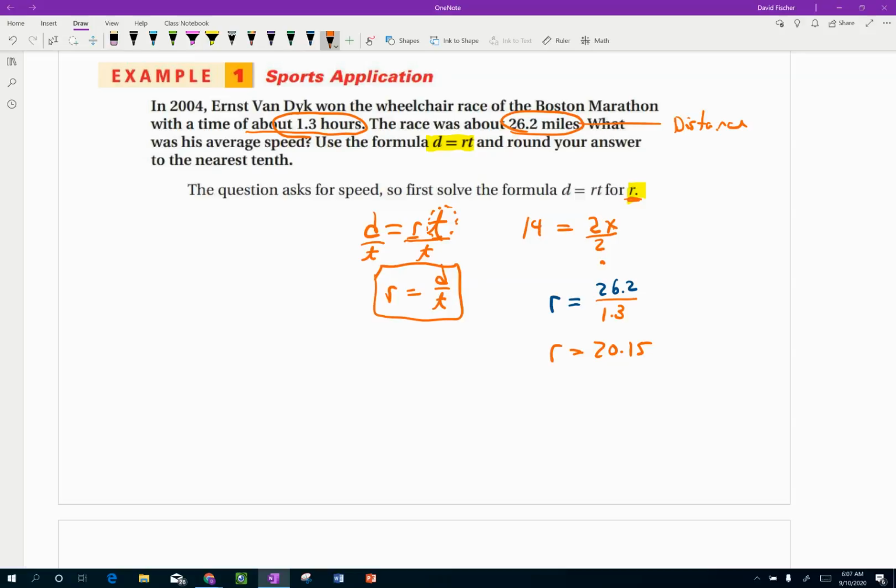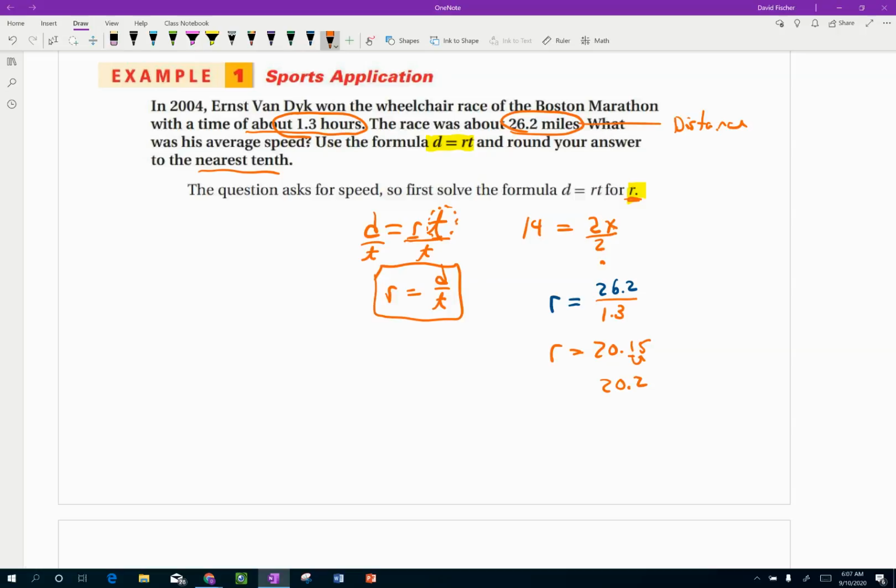Let me just make sure I did that right. All my decimals, 26.2. Yep. So what is it asking us? Oh, it says round to the nearest tenth. Sorry. So let's round it to the nearest tenth. I got 20.15 and lots more digits. Here's the tenths place. So really it's 20.2 because there's a 5 next door.